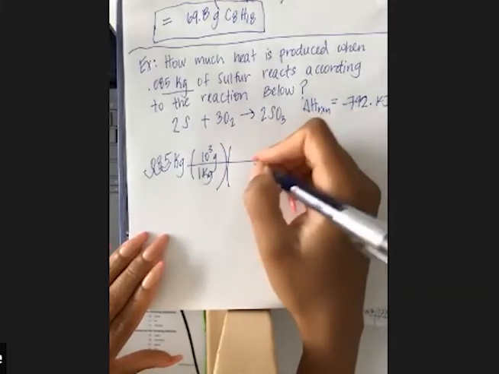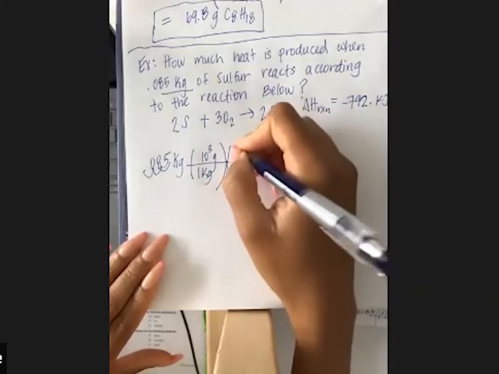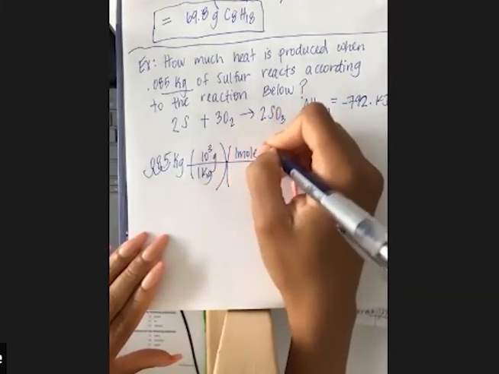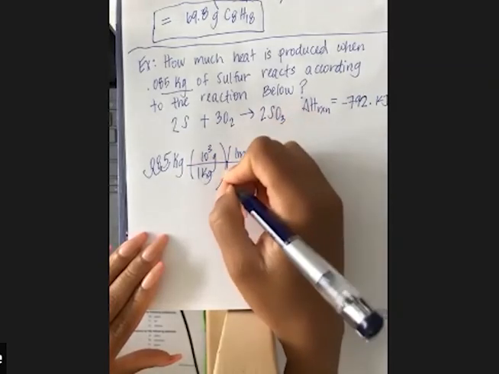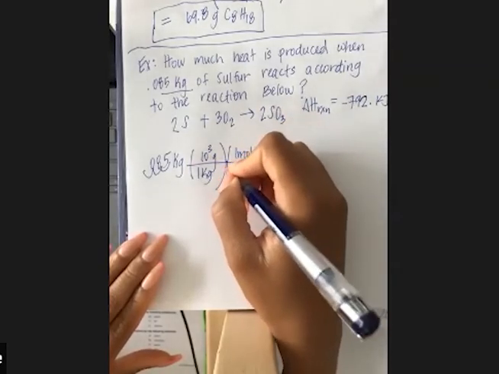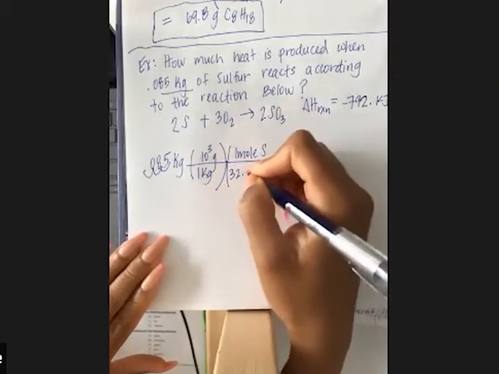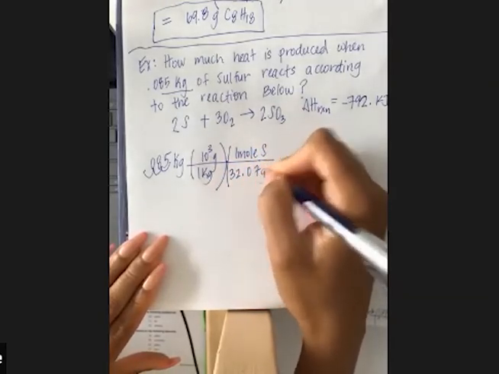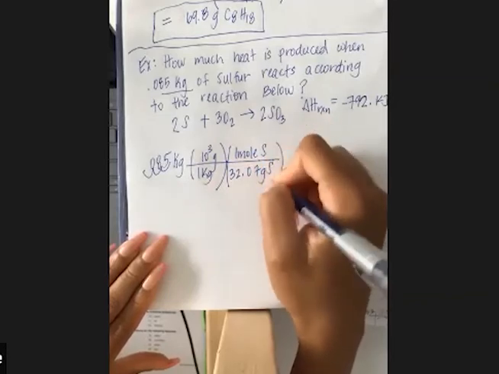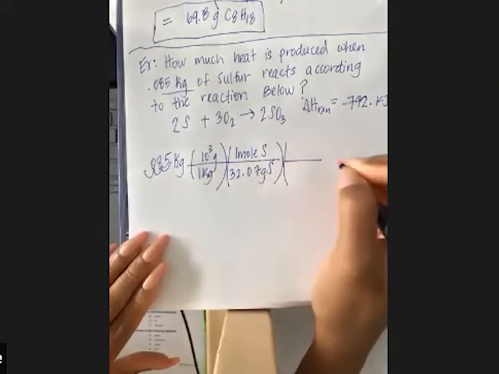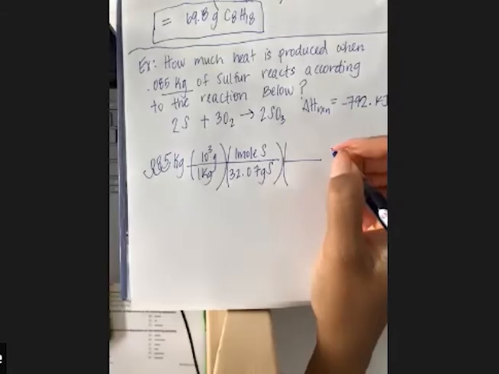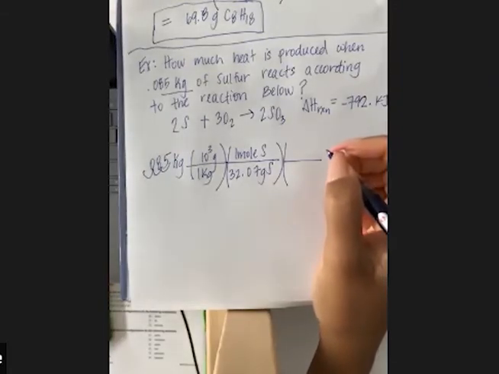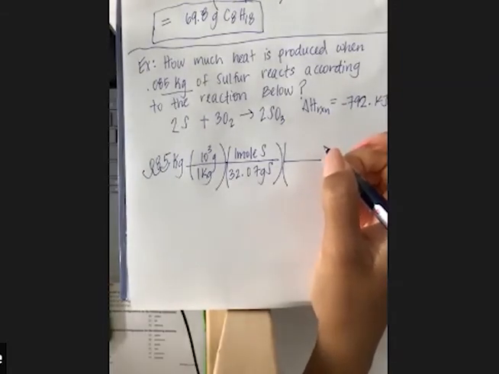So yes, Puan, what's the molar mass of sulfur? 1 mole of sulfur equals 32.06. 32.06, that works for me, or 32.07. Let's do 32.07 grams of sulfur. So then what's my next step, guys? 2 moles of sulfur equals 2 moles of SO3.